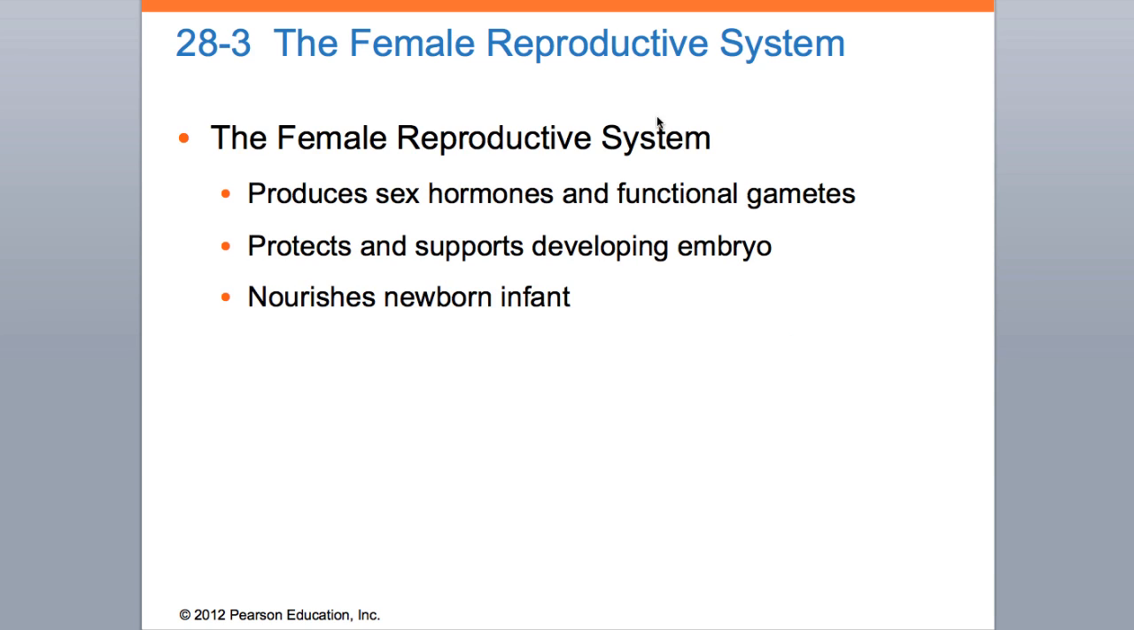Next slide. We're now going to continue with the female reproductive system for chapter 28. Now, first of all, I really don't care too much about this slide, because we should already know by now that females produce sex hormones as well. They have gametes as well, but in terms of gametes, we call them the eggs or the ova, and their job is to protect and support the developing embryo within the uterus. So this is a general slide.